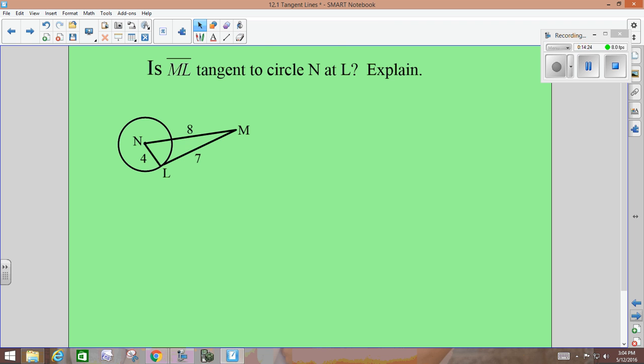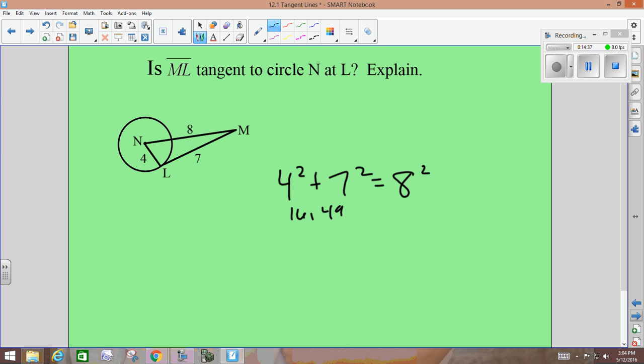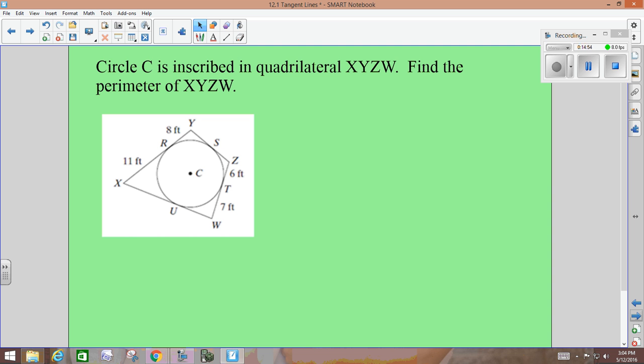But if they're equal, it's a right triangle, so we would use the converse here and say 4 squared plus 7 squared equals 8 squared. 4 squared, guys. 7 squared. 16 plus 49. 65. What's 8 squared? Are they equal? So is it a right triangle? So is it tangent? C squared is less than. What kind of triangle is it? Acute. Good.